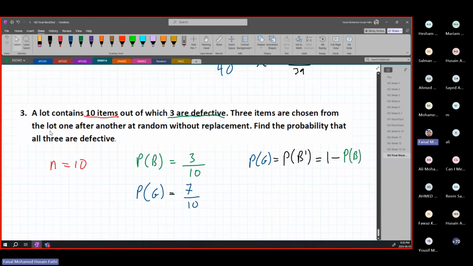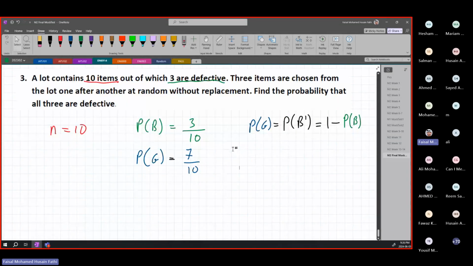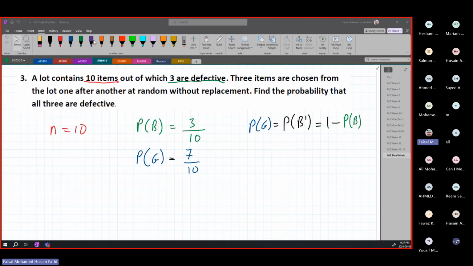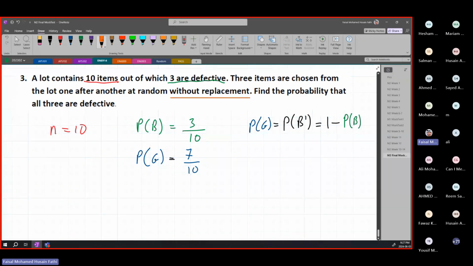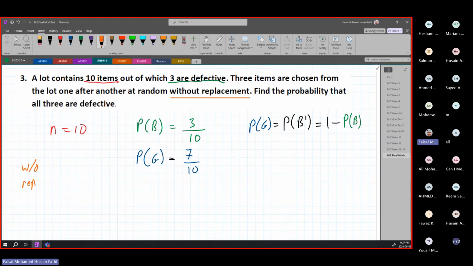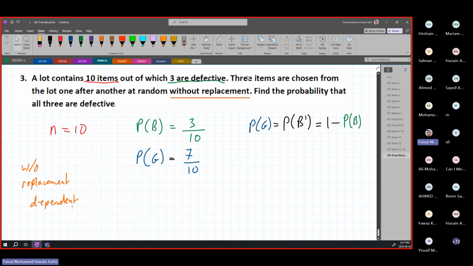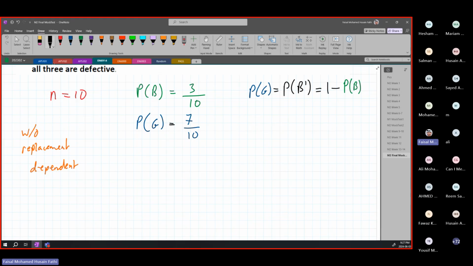3 items are chosen from the lot, one after another, at random without replacement. All right, so here it mentions that it is without replacement, meaning that we are dealing with a dependent event. So without replacement, meaning it is dependent, and after the numbers are going to be changing. You're not going to be using the same probabilities all over. So how many choices we have? We have 3 choices. Find the probability that all 3 are defective. Very simple. We want all of them to be defective. So the first choice, second choice, and third.